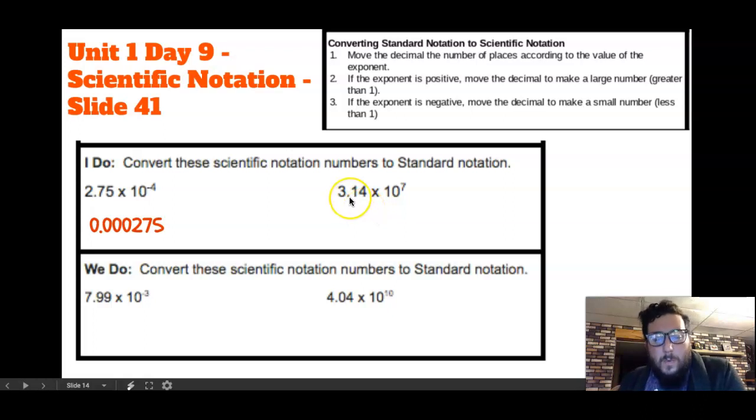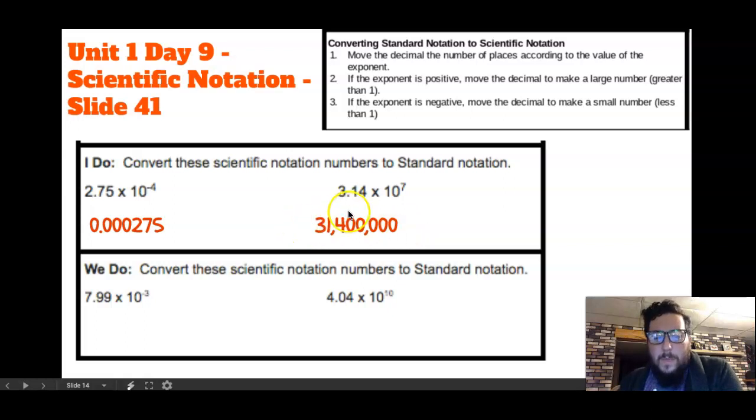Let's do the same thing but with our positive exponent here. So we're going to take our decimal and we have to move it 7 places this time. And it's positive, so we want a large number. So if we go to the right, if we move it once, it becomes 31.4. If we move it twice, 314. But we've got to move it 7 total times. So our number would be 31,400,000. So the decimal was here, and we went 1, 2, 3, 4, 5, 6, 7 places.